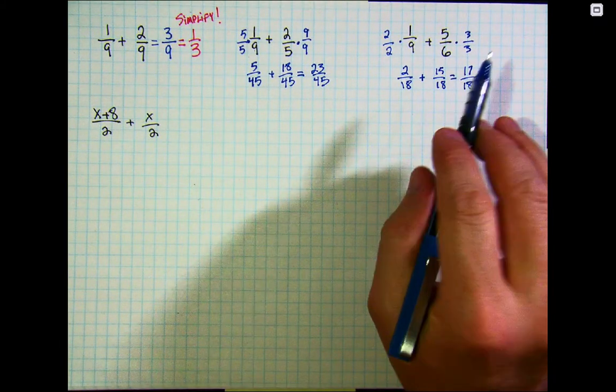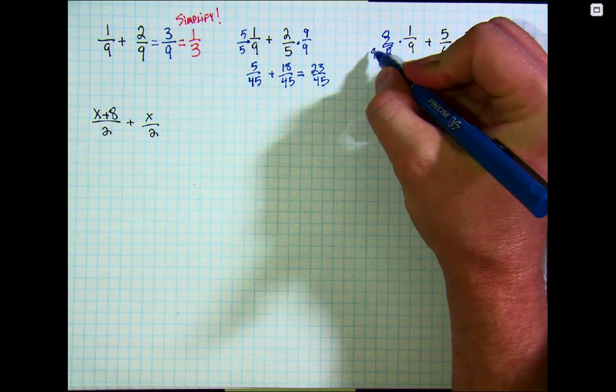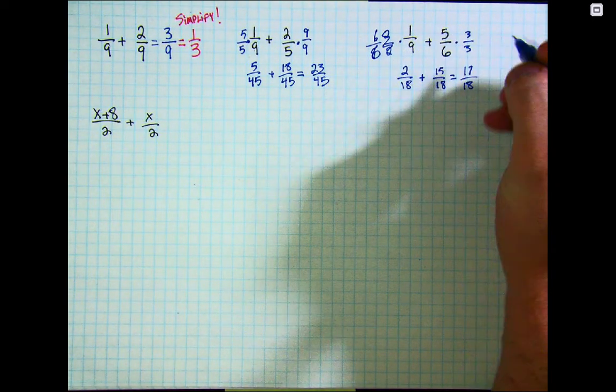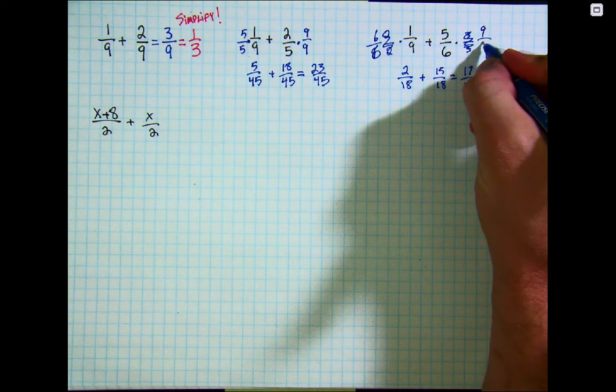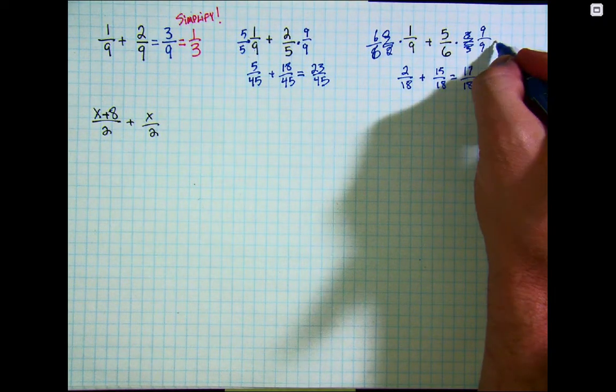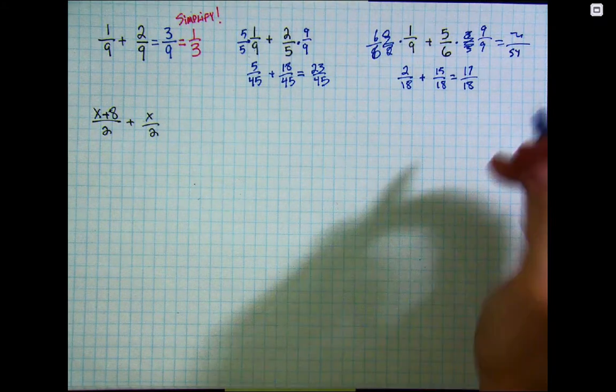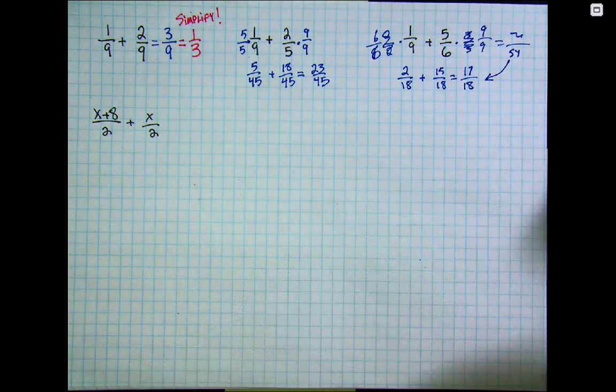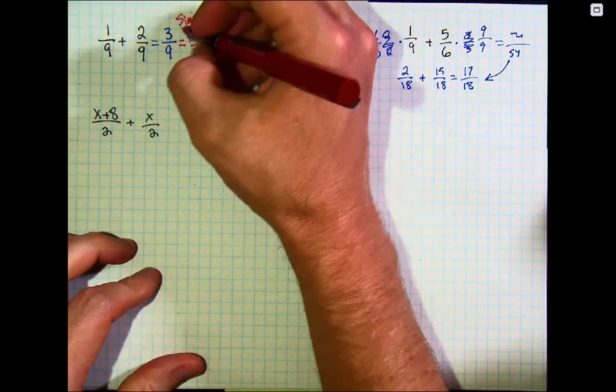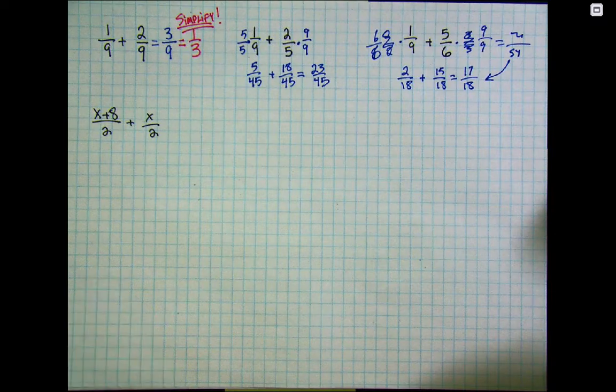If I had done it the other way, with sixths over here and ninths over here, then I would have had something over 54, and I would have had to simplify or reduce to get to here, which is okay. That's fine. There's nothing wrong with that. But we do always want to make sure that whatever we do, we give our answer in simplest form.